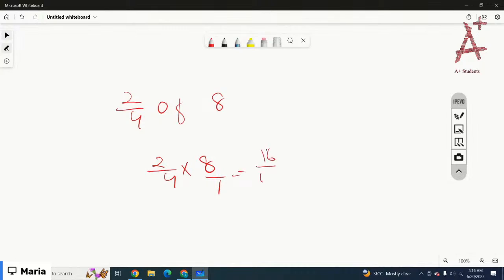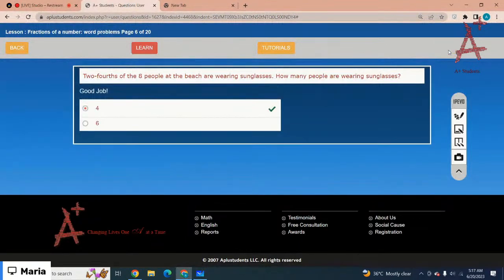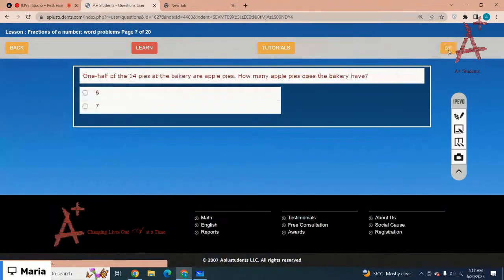So it would be 2 times 8 is 16. 16 divided by 4, and 4 times 4 is 16. Got it? That means the correct option is 4. That means out of 8, 4 of the people are wearing sunglasses. Got it?